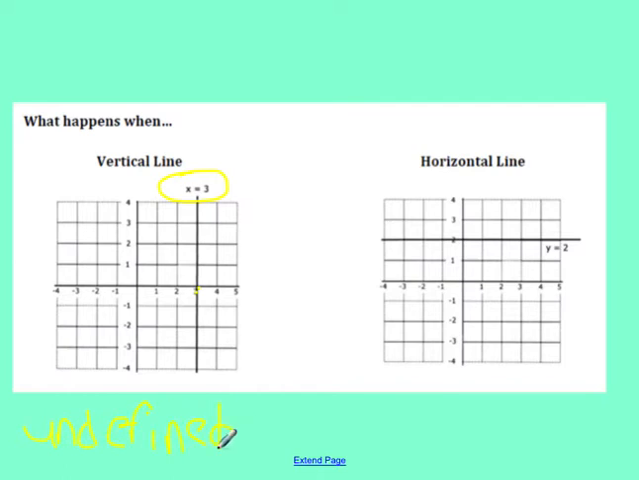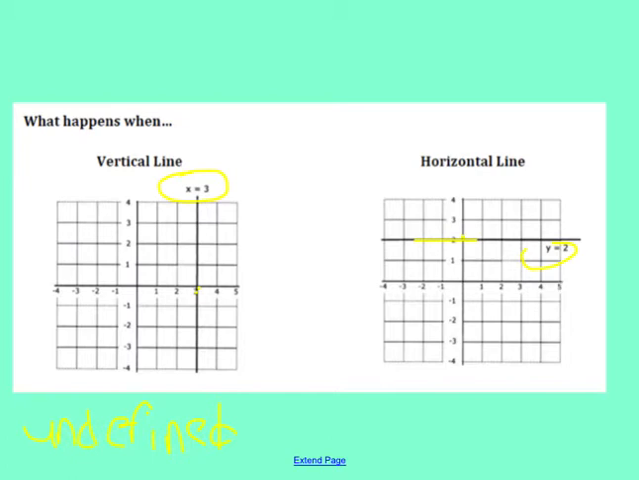Then here we have a horizontal line. You'll notice that a horizontal line takes the form of y equals, and it's set equal to a number. It's not set equal to an x. So it's just strictly y is equal to 2, and you'll notice that it crosses the y-axis at 2, and then it is a horizontal line thereafter.